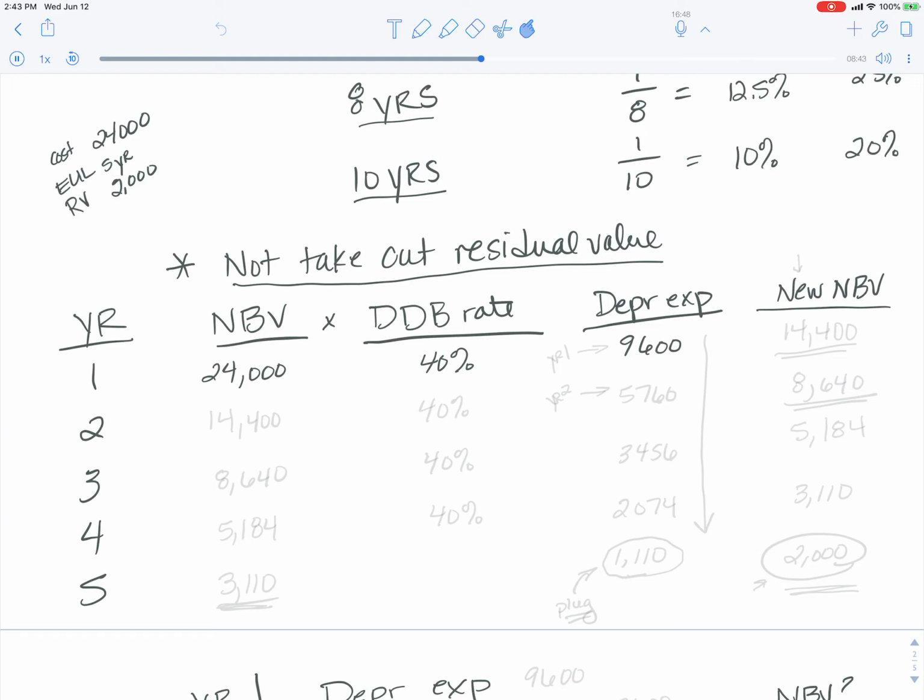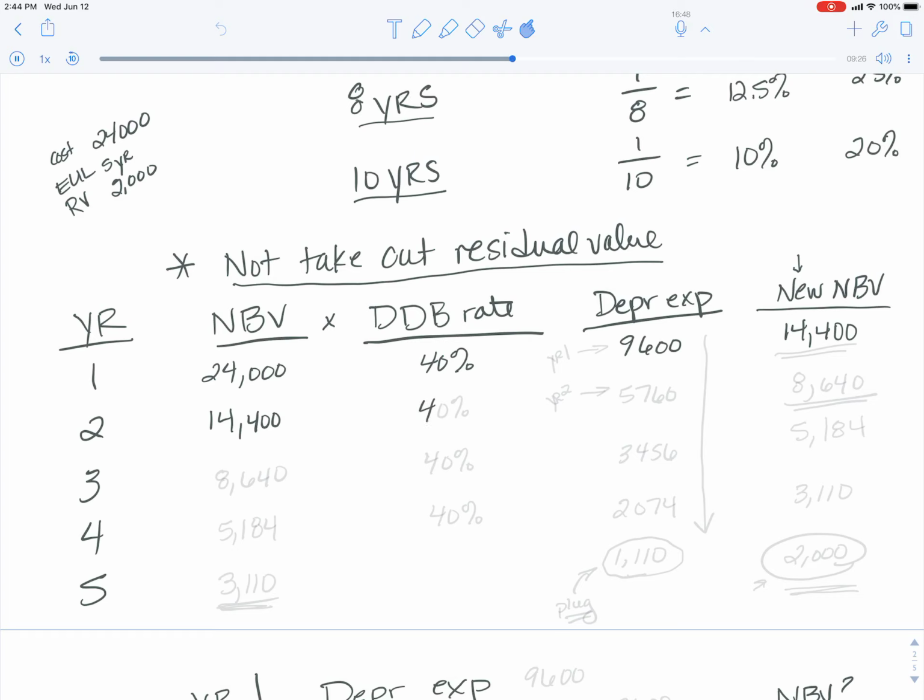So do that in your calculator and make sure you can get the same answer. So now we're going to calculate, after we do depreciation, what is our new net book value? Well, our new net book value is going to be 24,000, our original cost, or our last net book value, minus depreciation that we're taking currently. So this is 14,400 after the first year of depreciation. So now we start our next line, except this time we start with our new net book value. So our new net book value is 14,400.